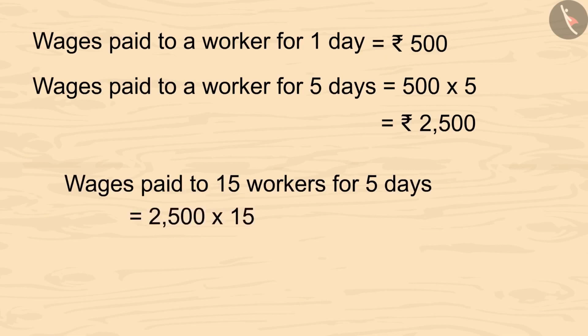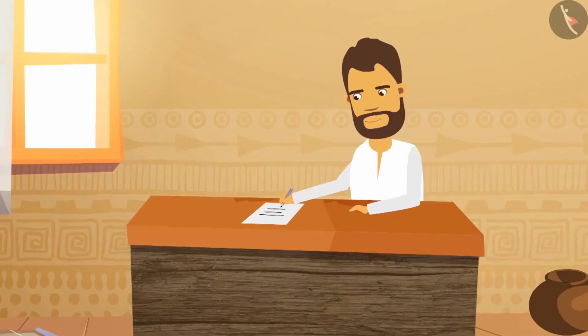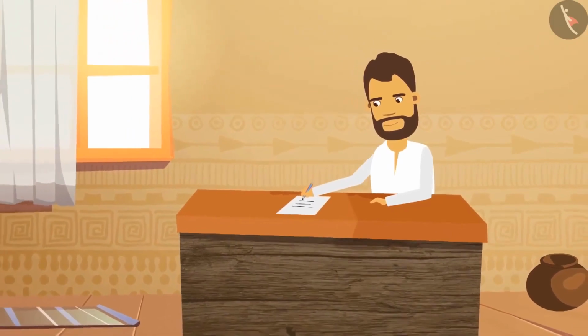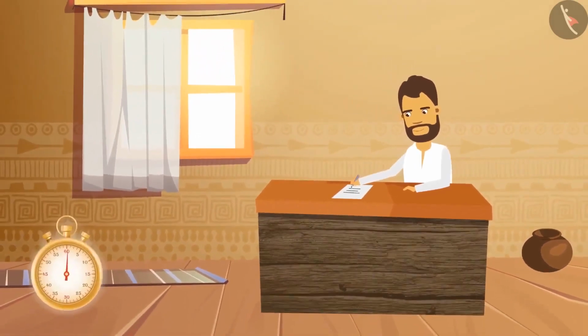And the answer is 37,500 rupees. In total, Kareem gave 37,500 rupees to the workers. Come, let's find out the total profit earned by Kareem. Kids, you can pause the video and calculate it.